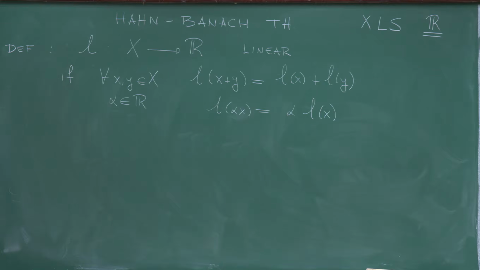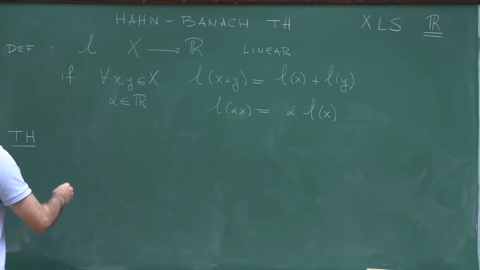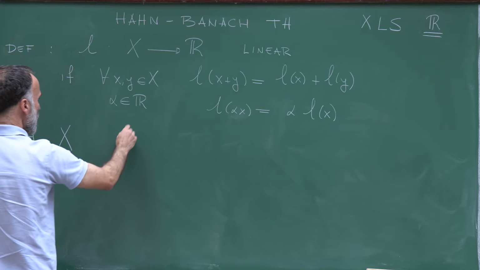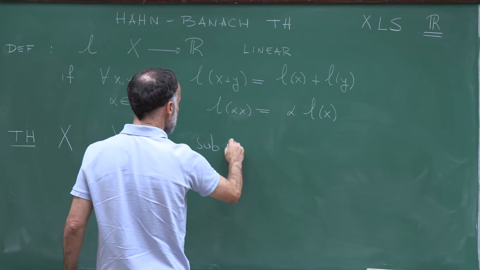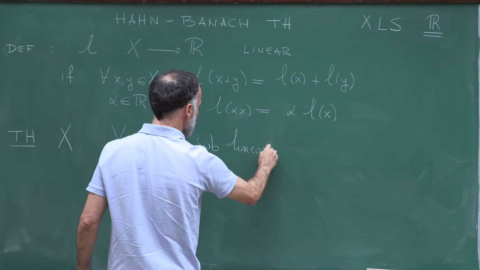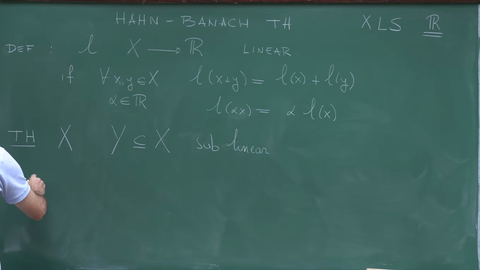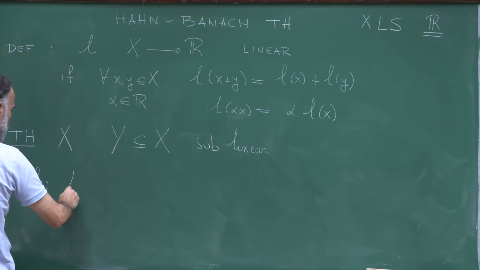Now, the main theorem will be an extension. I will assume that I have a sublinear space, and a functional which is defined on this sublinear space, and I want to extend this linear functional to the whole space. So the Hahn-Banach theorem is as follows. I have a linear space X. I have Y, a sublinear space. And on Y, I have a linear functional.